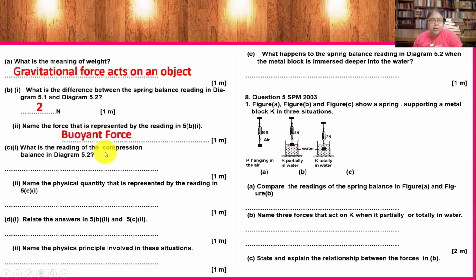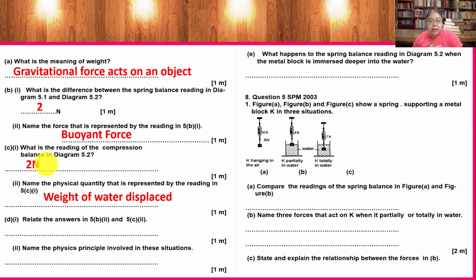Okay, what's the reading of the compression balance in the diagram 5.2? So we get it, the reading is 2 Newton. Okay, so from here, we continue with number 2. Name the physical quantity that's represented by the reading you mentioned in C1. That one reading 2 Newton actually is what? There's a buoyant force, or you can say there's a weight of water displaced.